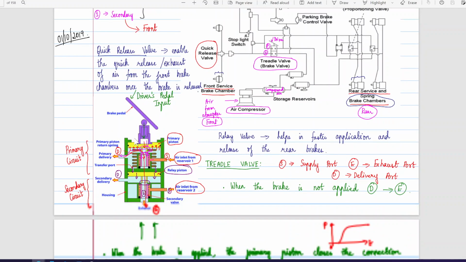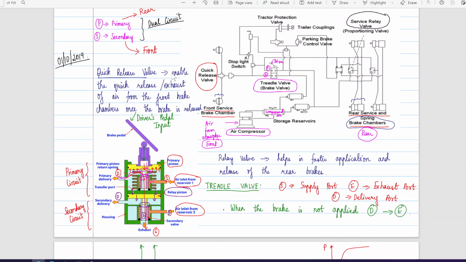Let's take the function of each of the valves. First one is the quick release valve. This quick release valve enables the quick release, or exhaust, of the air from the front brake chambers once the brake is released. When the driver removes his or her foot from the brake pedal, the air inside the brake chamber is quickly released. The brake chamber is the interface which takes in compressed air and results in linear motion. This linear motion is then used by a slack adjuster to rotate the S cam, which results in actuation of the foundation brakes.